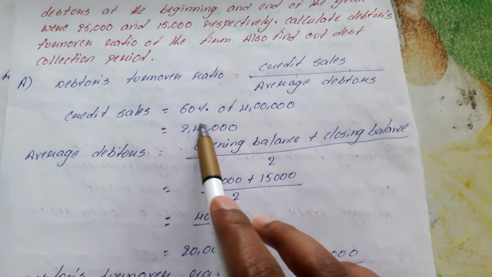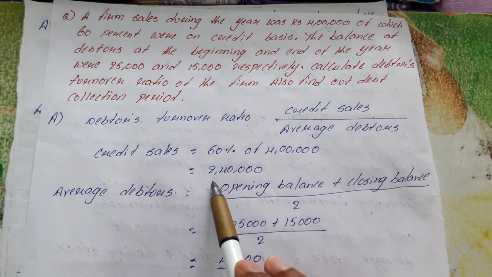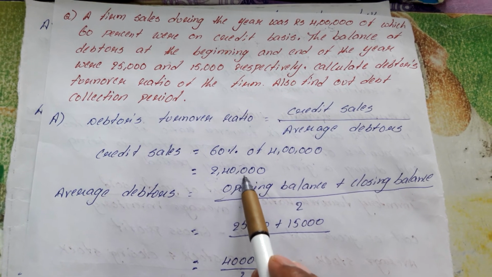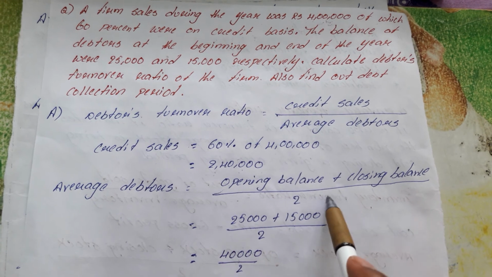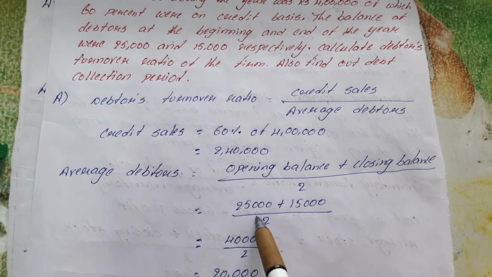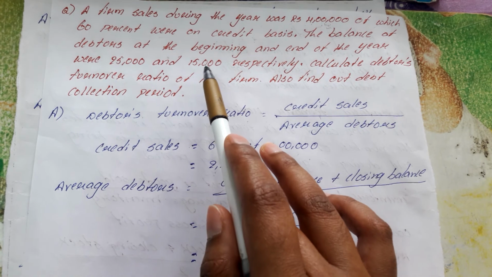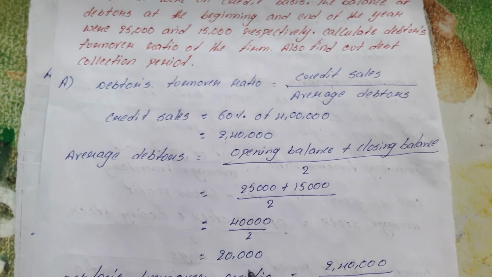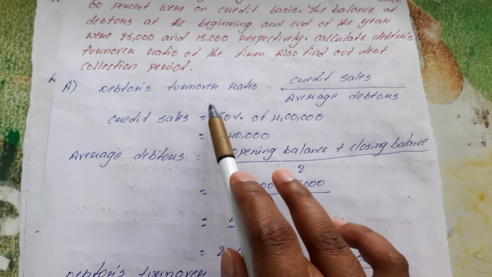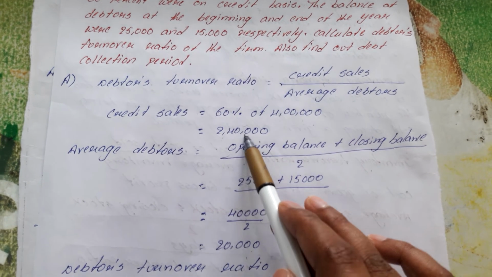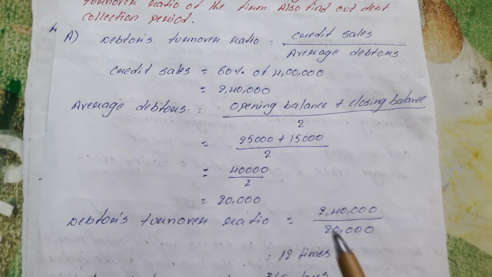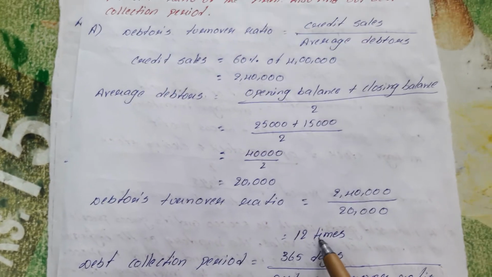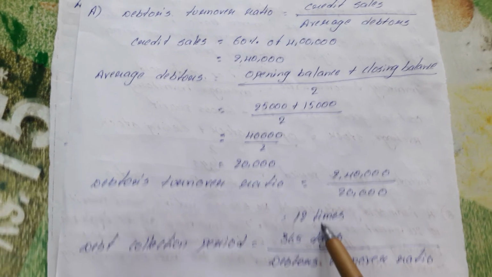So credit sales is nothing but 60% of 4 lakhs. When you calculate 4 lakhs into 60 by 100, we will get 2,40,000. Average debtors is opening balance plus closing balance by 2. Opening balance they have given is 25,000, closing balance is 15,000. So 40,000 by 2, overall is 20,000. Now for the formula of credit sales by average debtor, we have credit sales and we have average debtors also. We can directly substitute in the formula. So we got the answer as 12 times. So 12 times is our debtor turnover ratio.